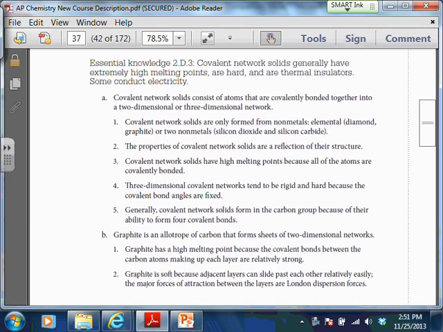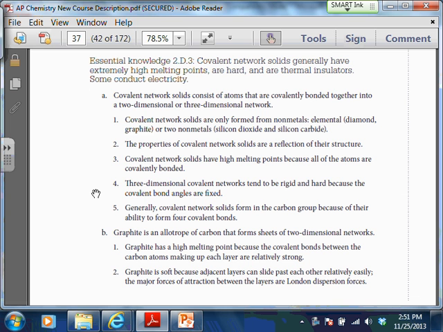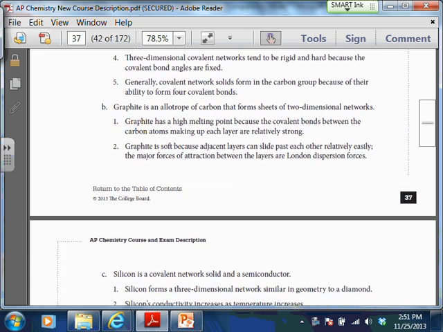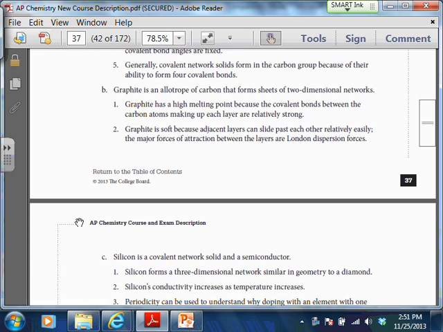Sorry, I'm trying to rush through this because we need to be done pretty soon. Covalent network solids. So it talks a little bit more about covalent network solids and how those work, so you might read through that. Graphite is an allotrope that forms sheets of two-dimensional networks. So you've got a covalent network in two dimensions, but then in that third dimension you've got just London dispersion forces between the layers, okay.